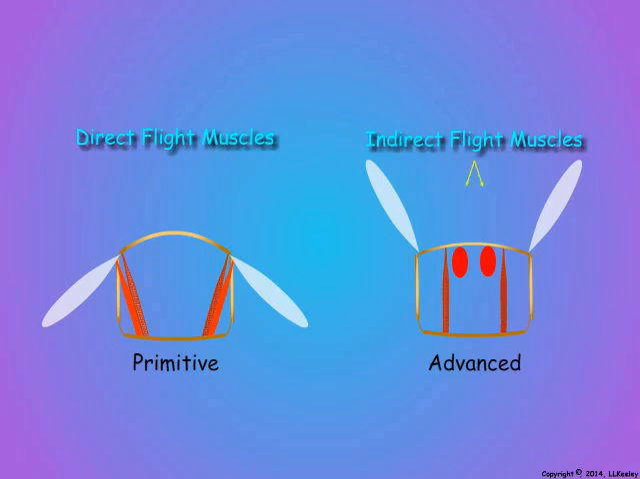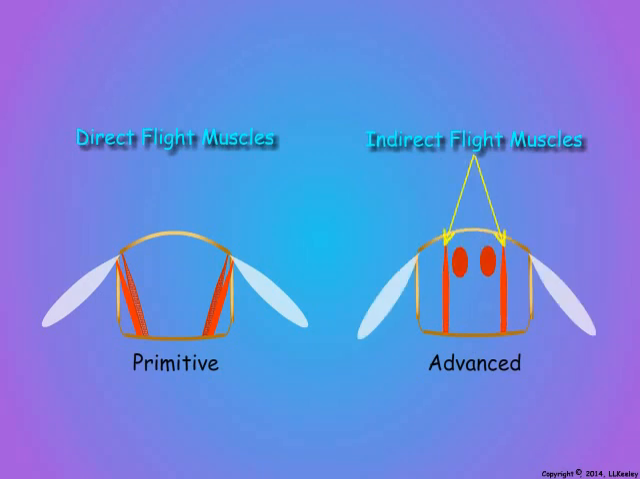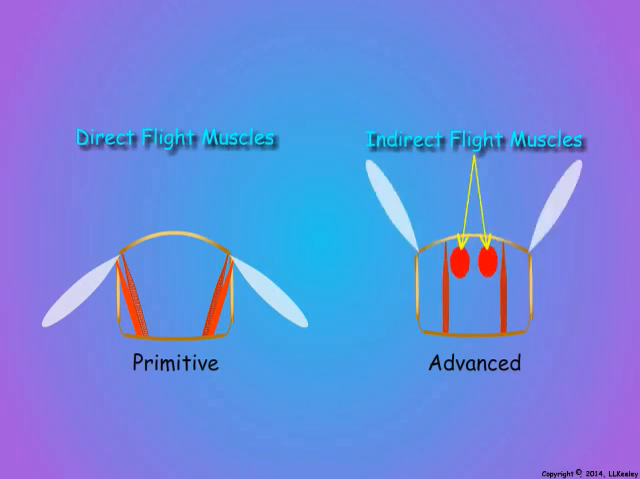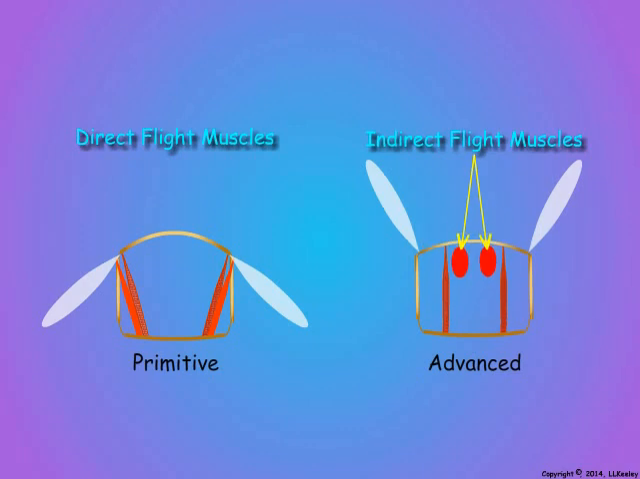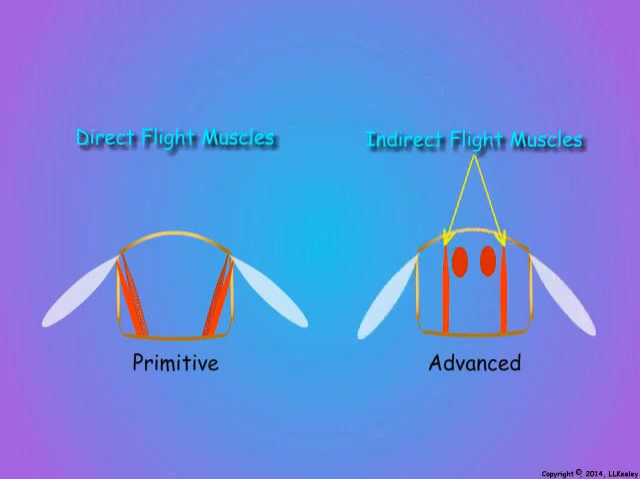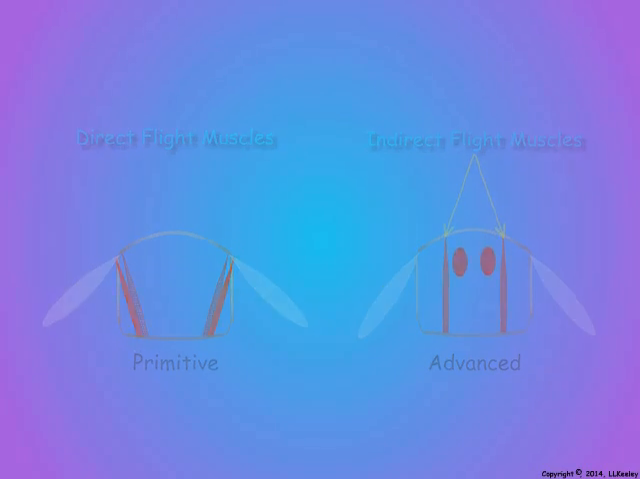However, in the advanced flying insects, both the upstroke and downstroke are produced by indirect muscles through distortion of the thoracic cuticle. Let us examine the structures and relationships of the insect flight muscles and thoracic cuticle to see how indirect flight muscles produce wing beats.